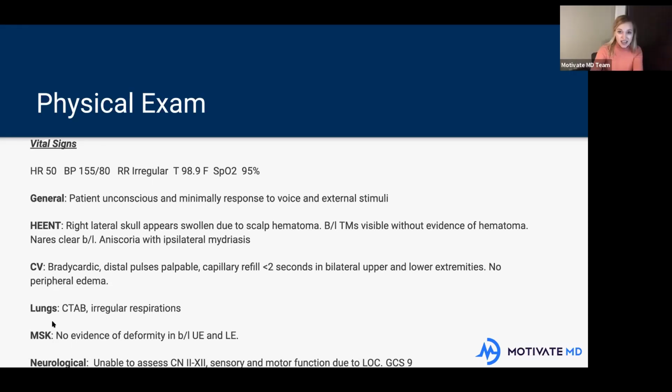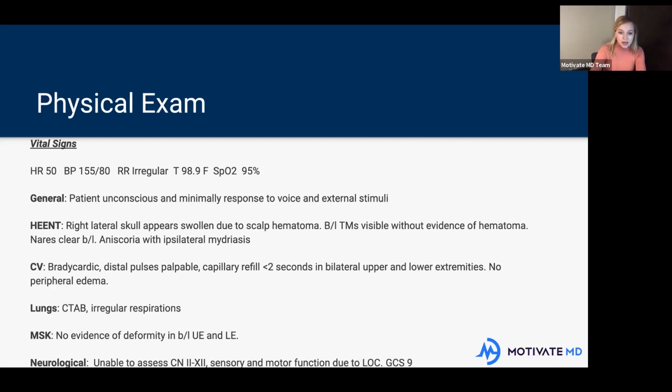All right, MSK or musculoskeletal. No evidence of deformity in the bilateral upper extremities and lower extremities. So in real life, this would probably be much more extensive than what we're talking about today. You guys as resident physicians would do a very thorough physical exam, and you would denote whether or not the patient has any lacerations or cuts anywhere, which is likely because he was playing a sport, but I want to keep it simple. So no evidence of deformity, or AKA evidence of broken bones, things like that. So that's good news. And then lastly, we have neurological.